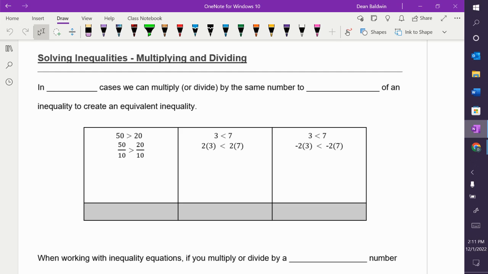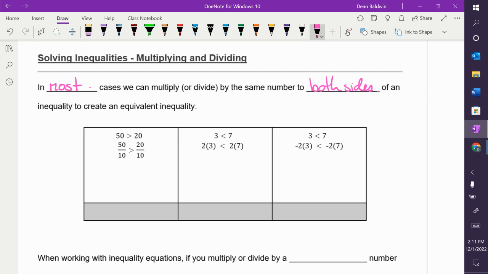In most cases, you can multiply or divide by the same number to both sides, because what algebra says is what you do to one side, you must do to the other side. And the trueness of the inequality does not change.